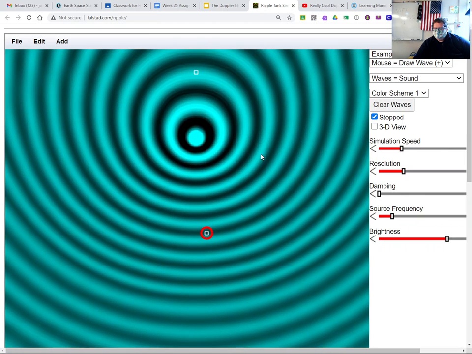But again, if we look right here, it's apparent, right? The frequency is the number of waves per second. So the closer the waves are together, the higher it is. Here it's much higher. Here it's much lower.